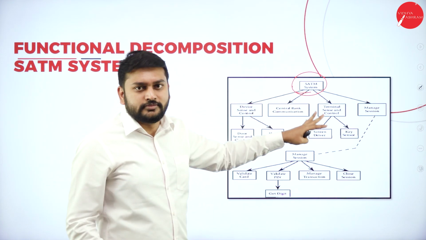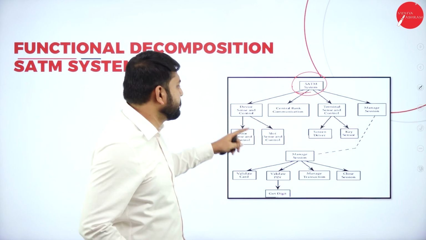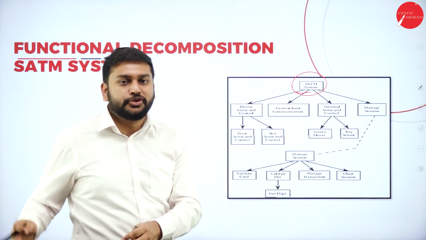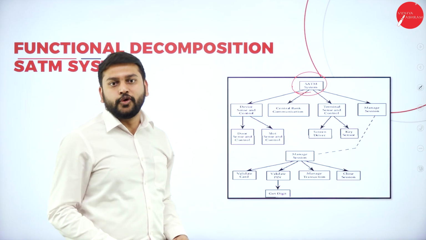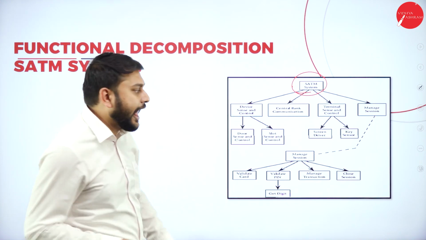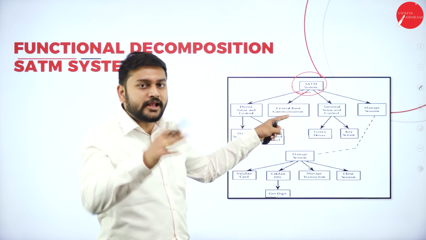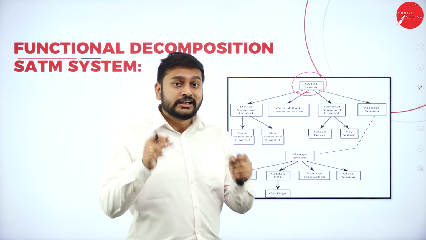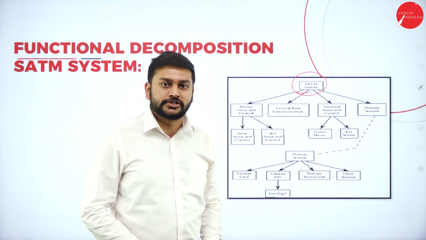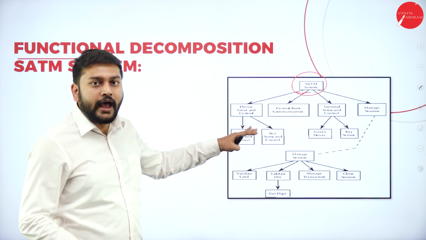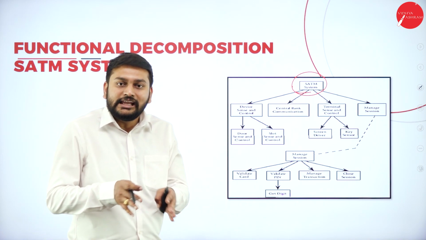The SATM system has four main modules of functionality. The first one is device sense and control. The second one is central bank communication. The third one is terminal sense and control. The fourth one is manage sessions. Each module is then decomposed further.